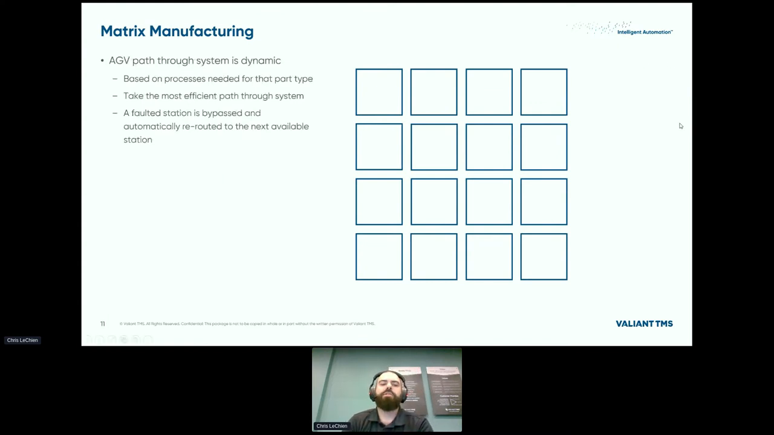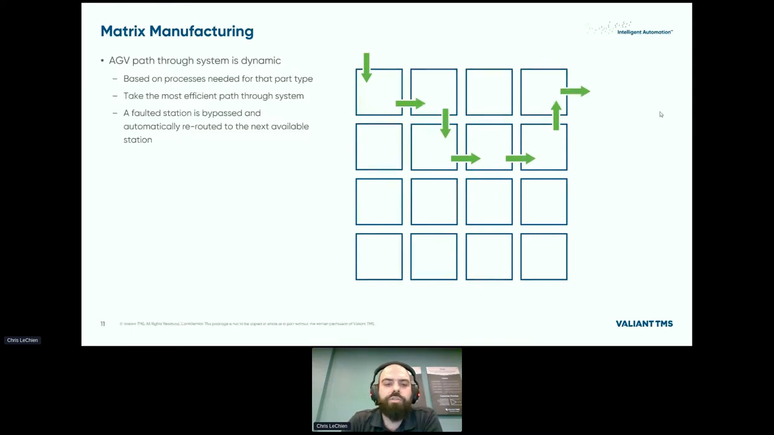But one of the concepts here is the AGV path through the system is dynamic. It's not a fixed path. We know with AGVs that they're great at finding their own path through different systems, but with an overall fleet management, you can really have a system where the AGV takes the most efficient path through the system as needed. When there's a certain part type or a part variant that doesn't need one of the particular technology centers, instead of having to go through that cell and taking out a little bit of cycle time or capacity, it can just avoid that cell and go to a different area completely.